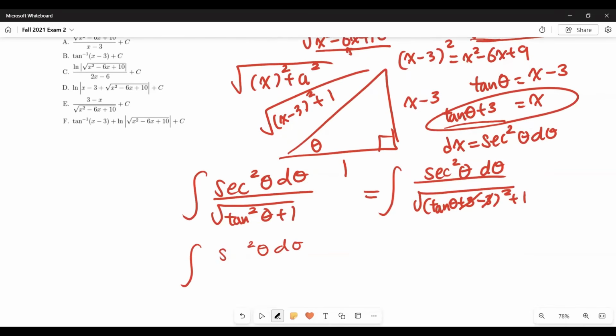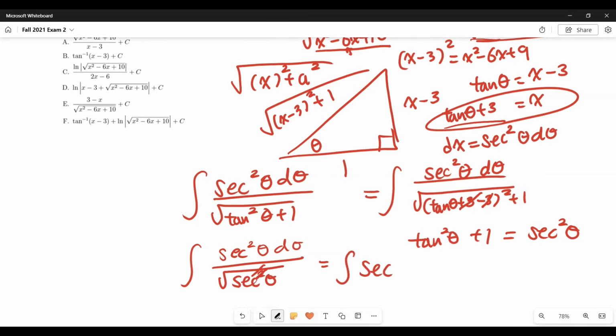And if you remember your trig identity, tangent squared theta plus 1 is the same as secant squared, so it's going to be secant squared inside the square root. So the square root and the square cancel out, so this will be just secant squared theta over secant theta. Secant theta cancels out, so this just becomes secant theta d theta.